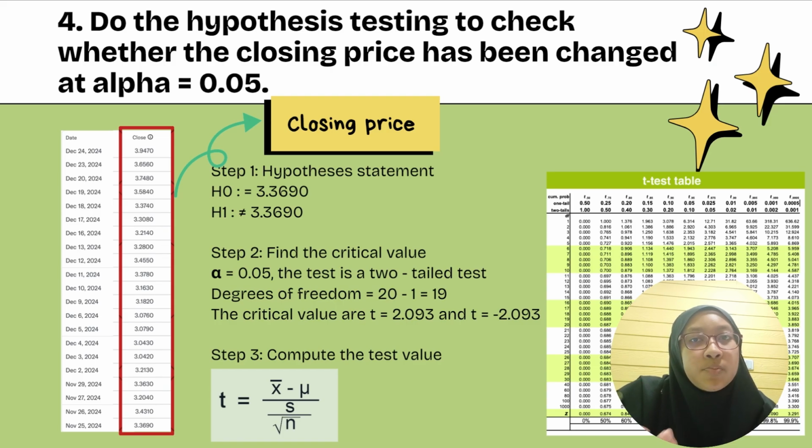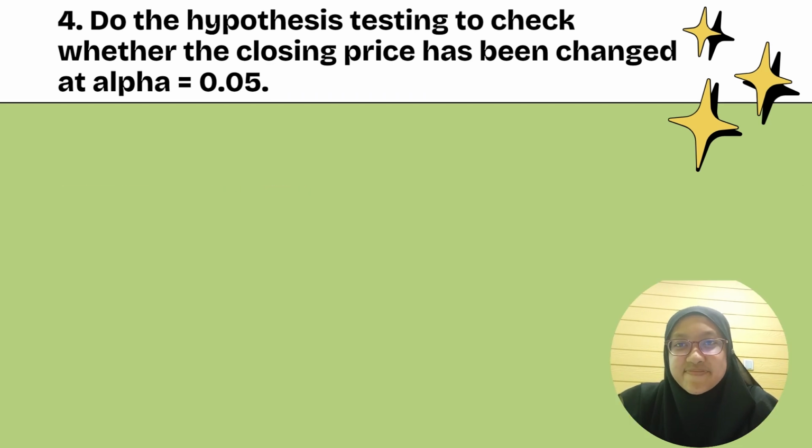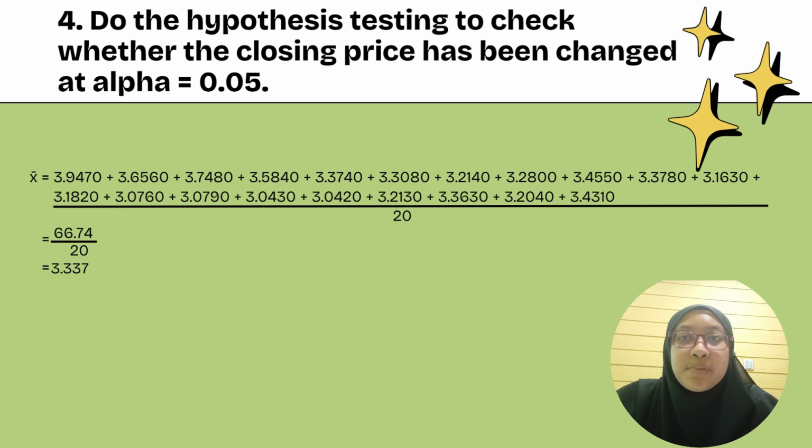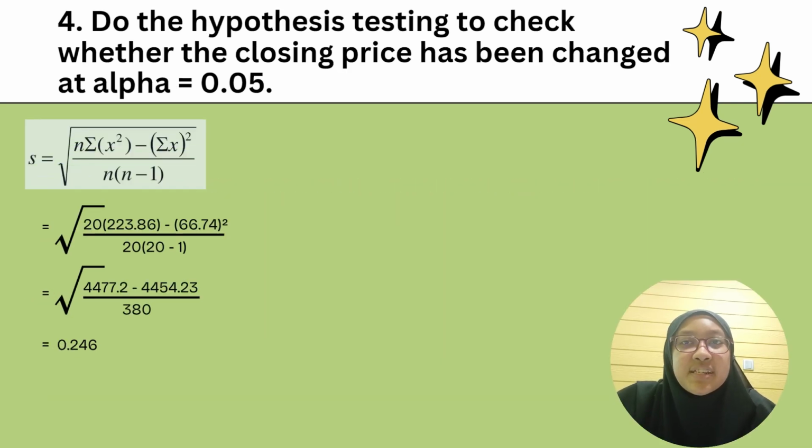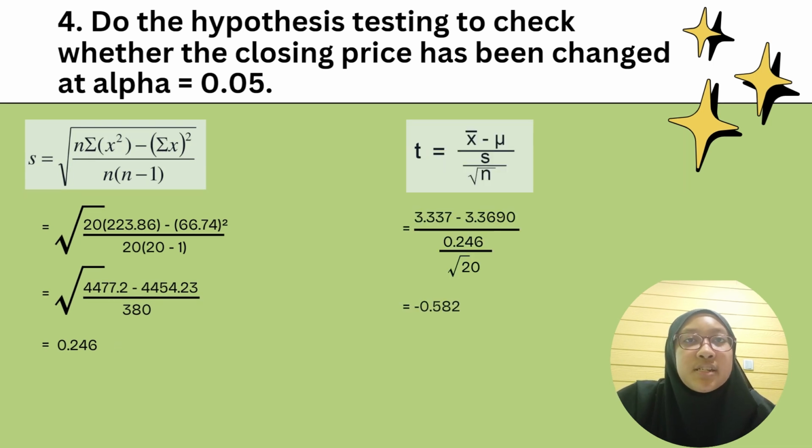Okay, after that we compute the test value using the given formula. Before that, we should find the mean of x first and we get 3.337. After that, we find the total of x and we get 66.74 and the total of x squared is 223.686. Next, we find the standard deviation using the given formula and we get 0.246. And we can find the test value using the given formula, which is t equal to mean minus mu divided by s, which is the standard deviation, over square root of n, the sample size, and we get negative 0.582.